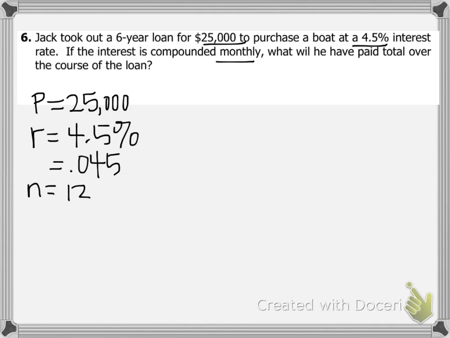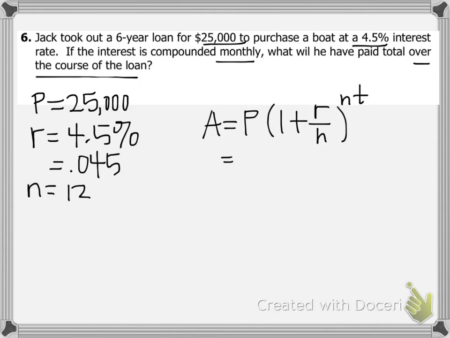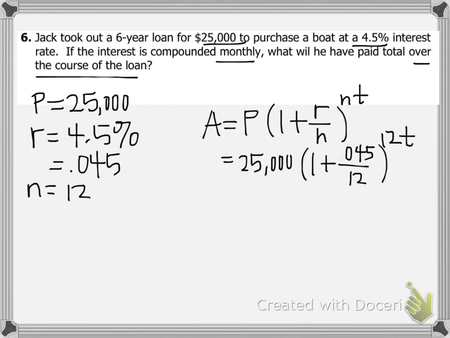Okay, what will he have paid over the course of the loan? So what is my total payoff, pretty much? We get that $25,000, but the bank is charging us a 4.5% interest rate, so I'm going to pay more than my loan is worth. All right, so my formula is P times (1 plus your rate over your N), all of this raised to your N times T. Your principal is $25,000, 1 plus your rate, which is 0.045, divided by 12, and this is going to be 12 times your T. Okay, so this could be a function of time, right?